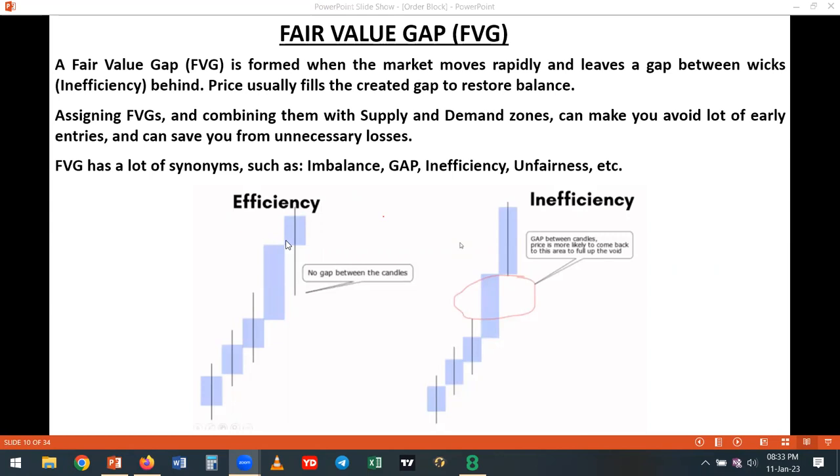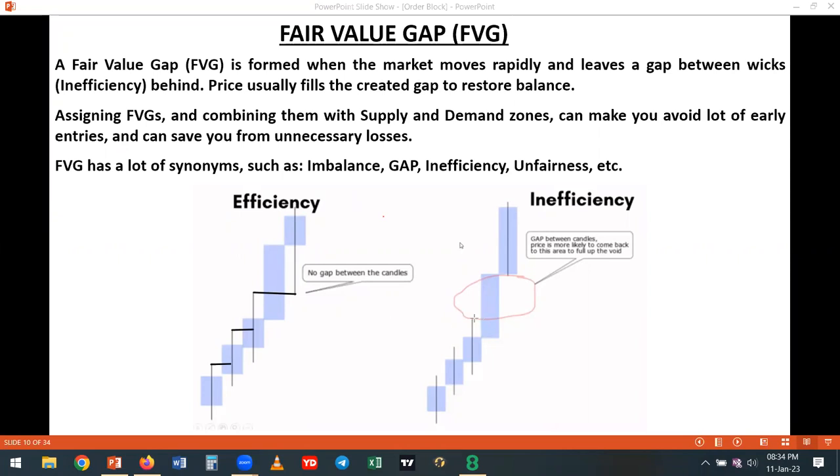FVG has a lot of synonyms. FVG can also be known as imbalance, gap, inefficiency, unfairness. Now let's look at what this means. Now, when it comes to candlesticks, when they move, they don't leave space behind. What do I mean by that? Look at this. Between this candle and this one here, there is no space left behind. Between this one and this one, there's no space. Between this and this, there is no space.